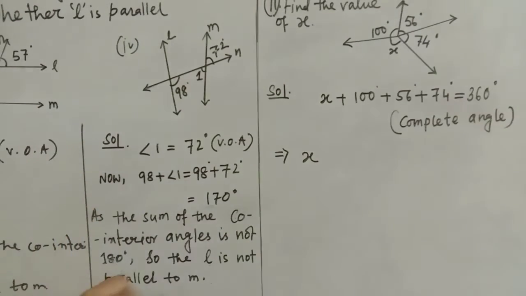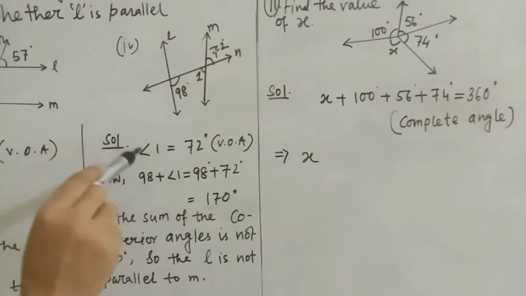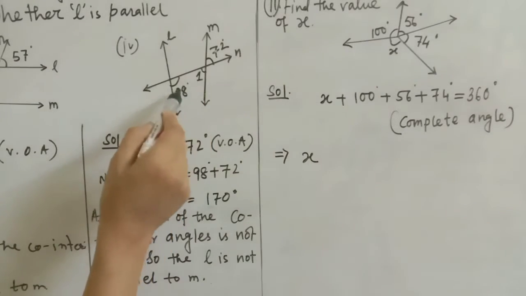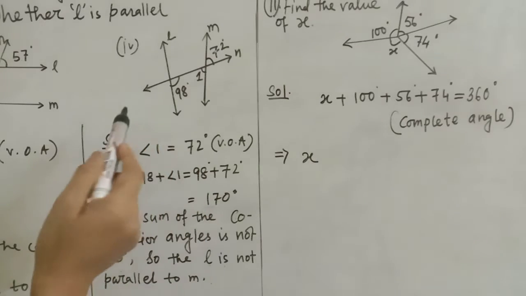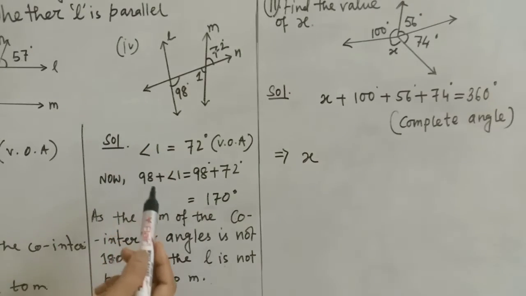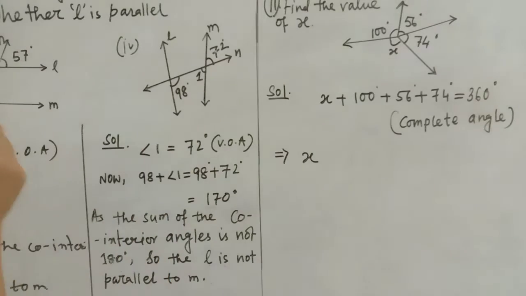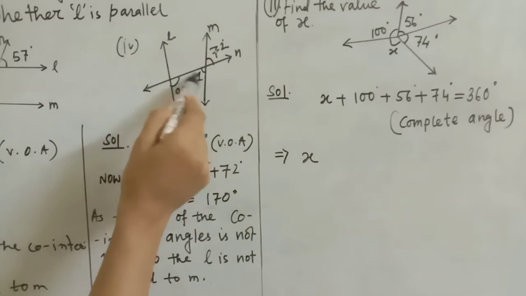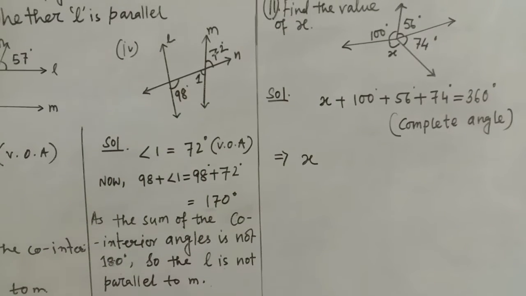Understood the logic behind this? To show whether L is parallel to M or not, you have to verify the properties: either co-interior angles are supplementary, or alternate angles are equal, or corresponding angles are equal. Here it was easy to prove whether co-interior angles are supplementary or not, so that's why we have verified it. Come to the next question.